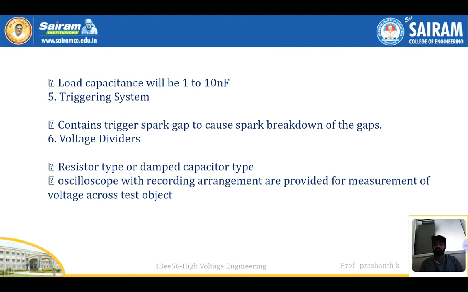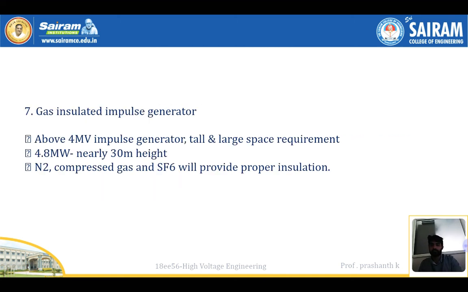The triggering system contains a trigger spark gap that causes a spark breakdown of the gaps. The voltage divider is either resistor type or damped capacitor type. An oscilloscope with a recording arrangement is provided for measuring the voltage across the test object.